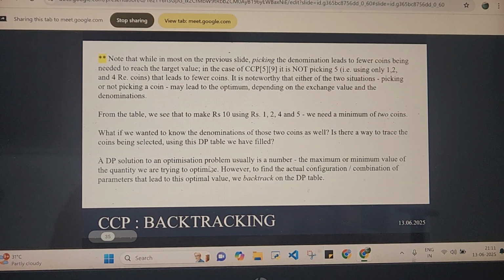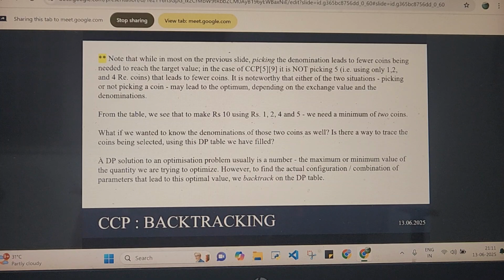A DP solution to an optimization problem is always a number, the maximum or minimum value that you are looking for. The actual configuration of parameters that led to this value is not directly given by the table. You have to do something called backtracking. So I'll explain what that is.